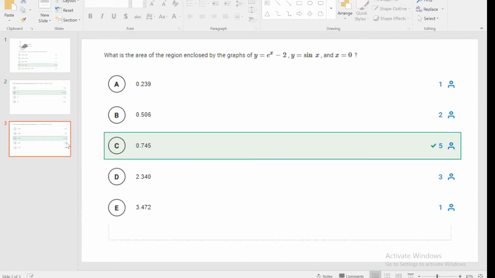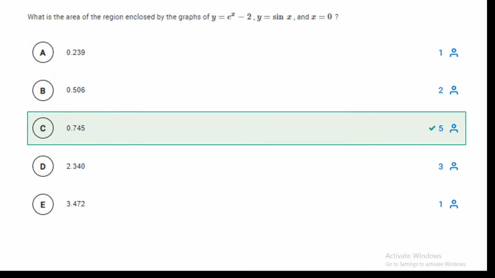All right, the last one there was an issue on was this one right here. And I'm pretty certain I know what the issue is. So if you graph these, it turns out sine's on top and e to the x minus 2 is on the bottom. So this is just the integral from 0 to the point where these things meet. And I did this one earlier. It's like 1.054-ish.